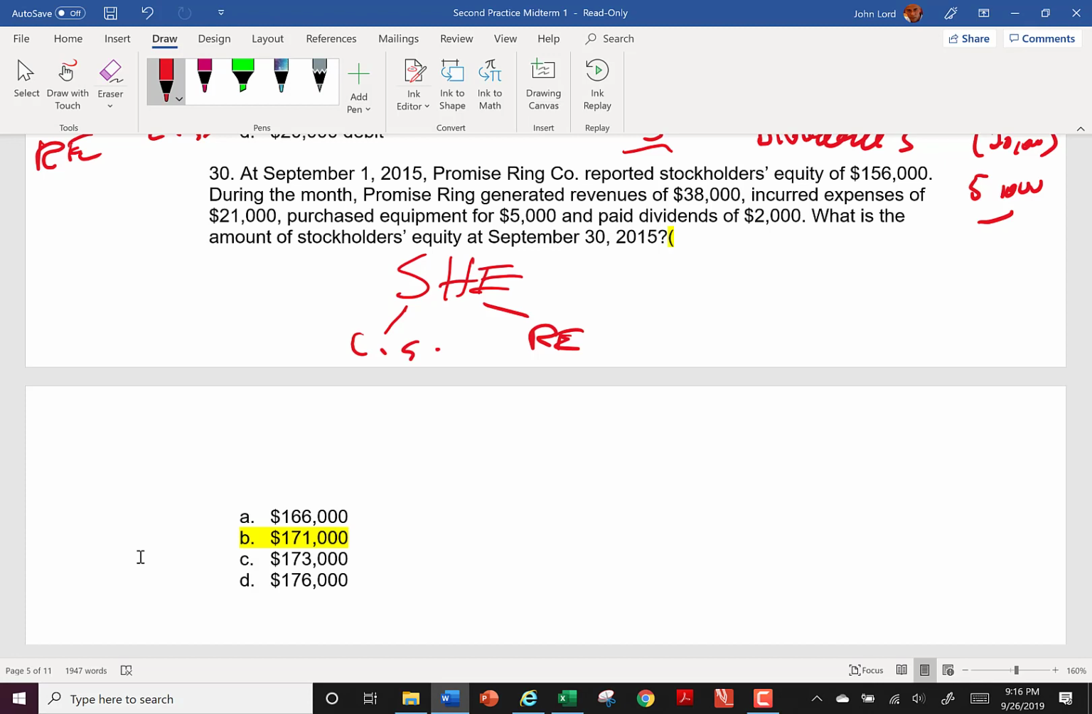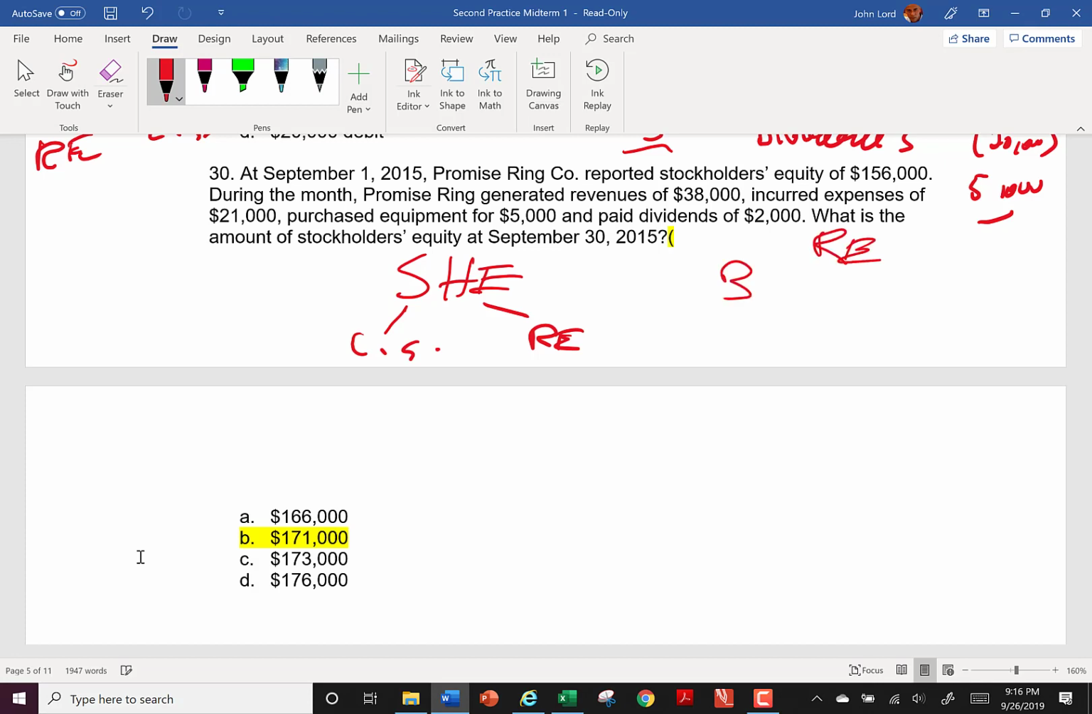Okay, but they're asking me what's the ending balance of stockholders' equity, and the only elements they give me are ones that allow me to analyze retained earnings, right? Just like the last question. They've only given me information about revenues, expenses, and dividends. I can only analyze what? Retained earnings here, right? Okay, how do you analyze retained earnings?